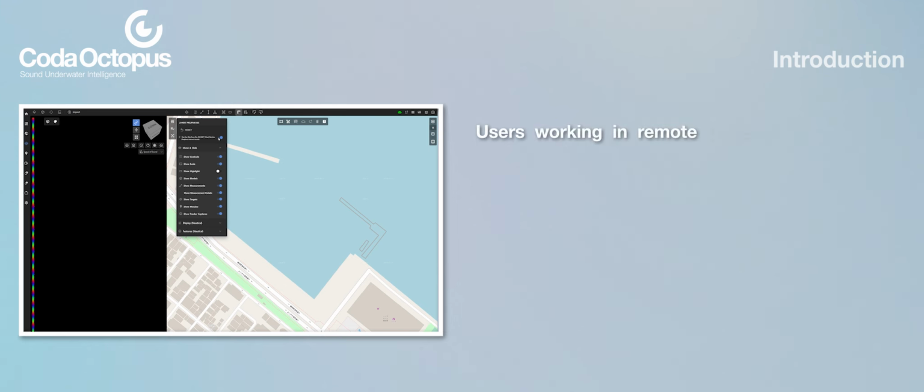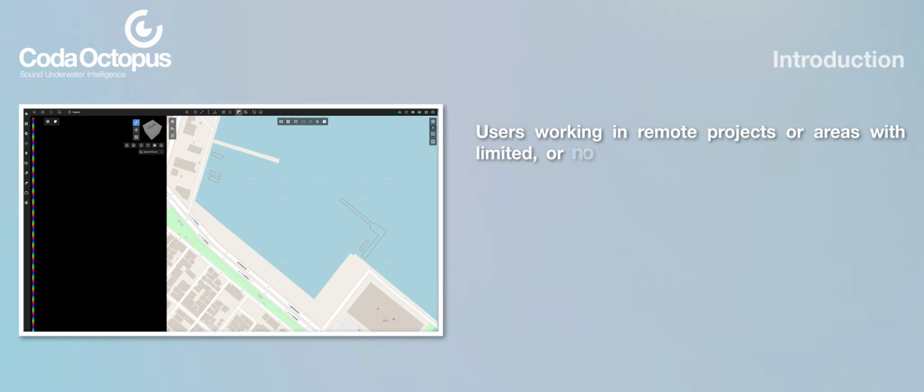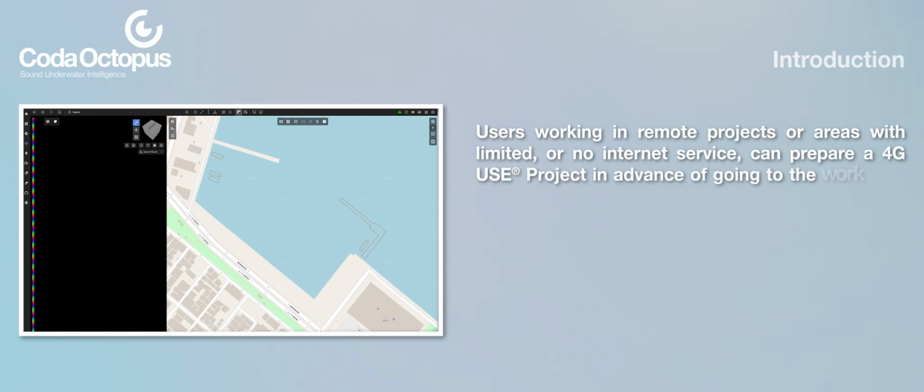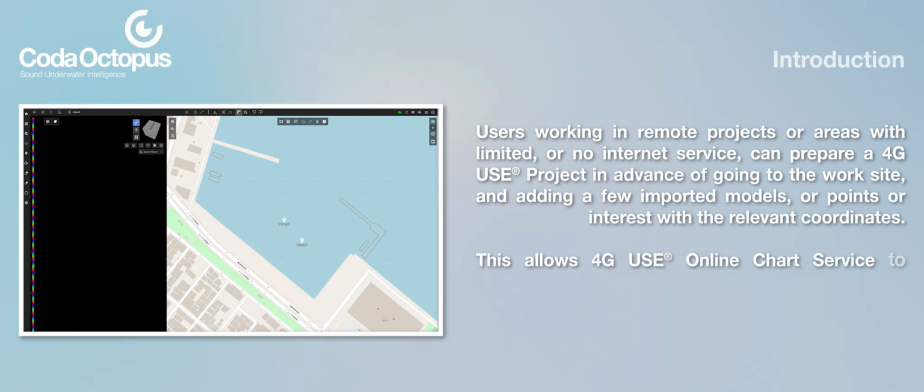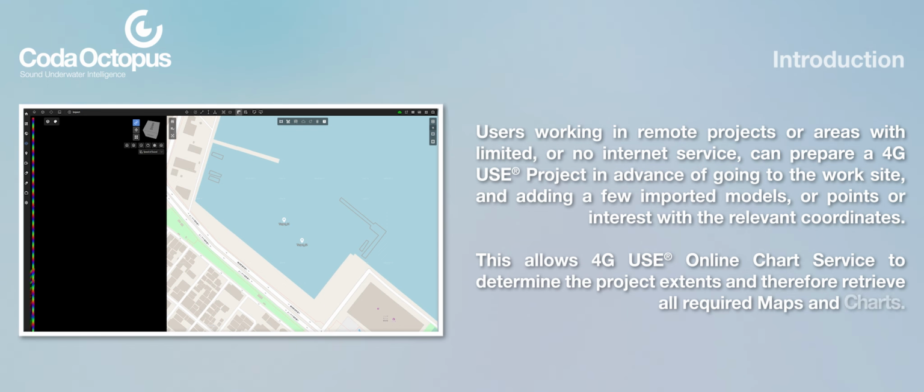Users working in remote projects or areas with limited or no internet service can prepare a 4GU's project in advance of going to the worksite and adding a few imported models or points of interest with the relevant coordinates. This allows 4GU's online chart service to determine the project extents and therefore retrieve all required maps and charts.